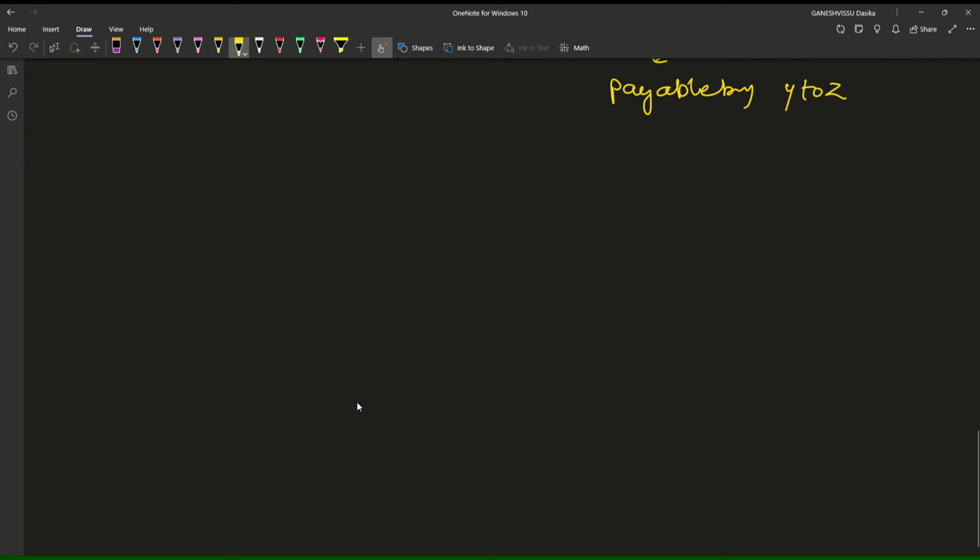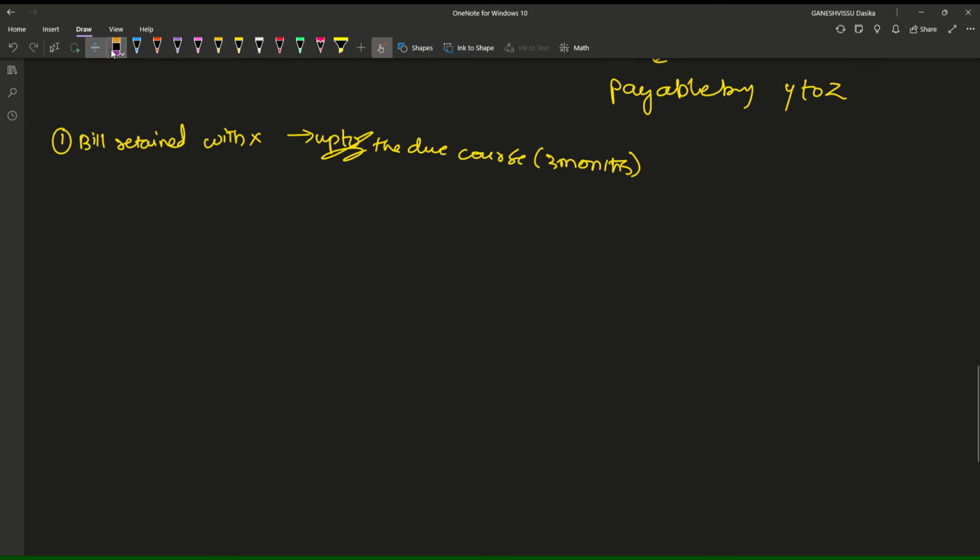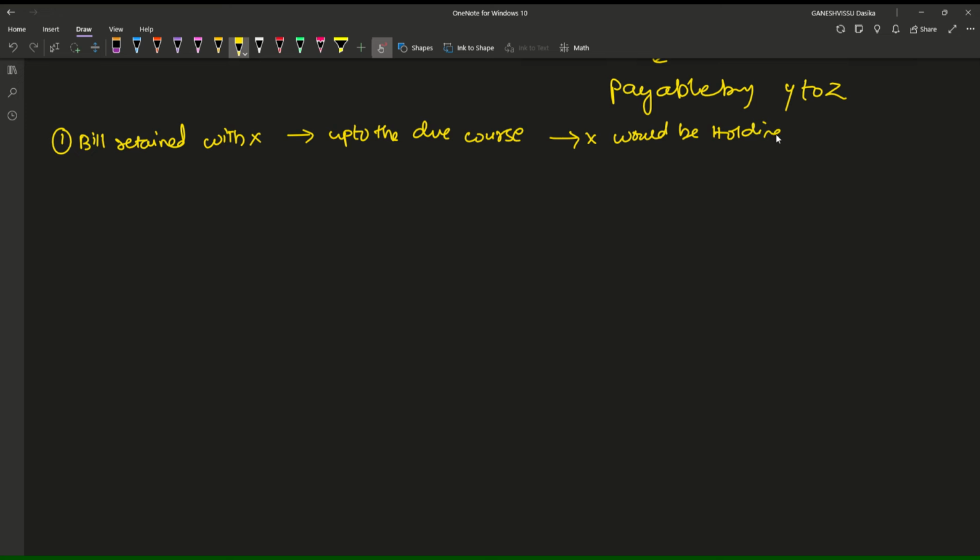I am going to explain again. The first transaction is bill retained with X. That means up to the due course, in brackets I am writing 3 months, X would be holding the bill.